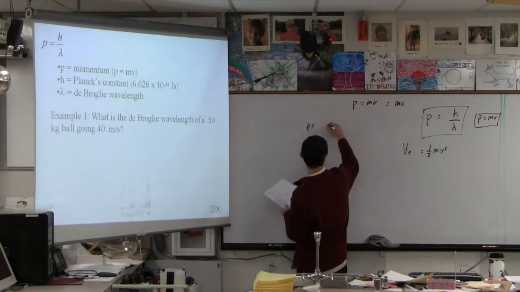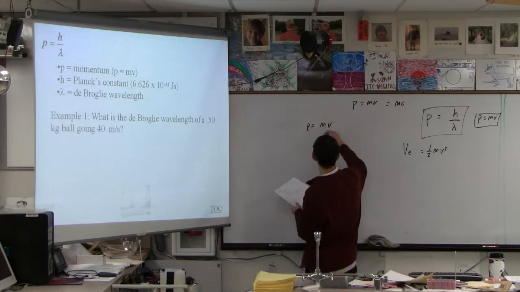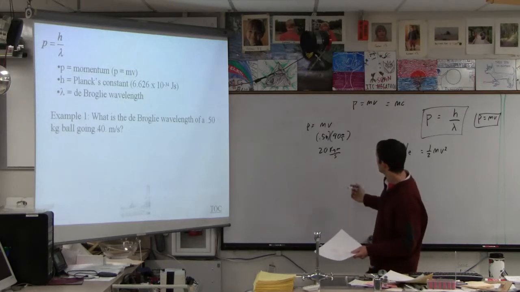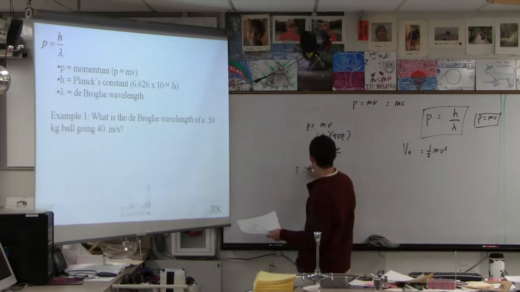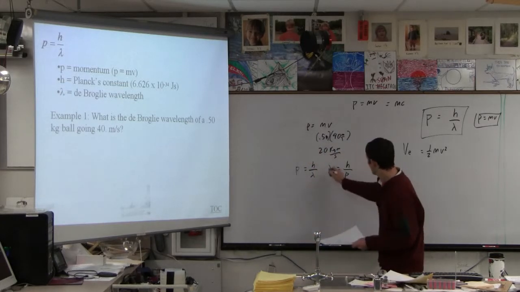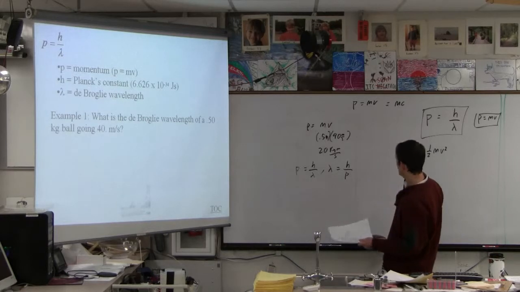The momentum is m times v, so it's 0.5 times 40. That's kilograms times meters per second. That's 20 kilogram meters per second. So that's my momentum. And then I say momentum is h over lambda, so therefore lambda is h over momentum. Is that right? That is right.